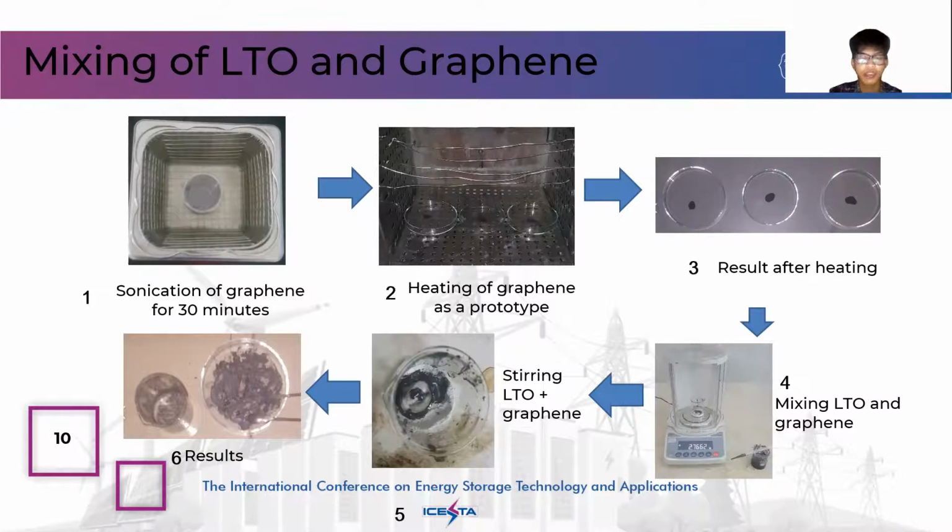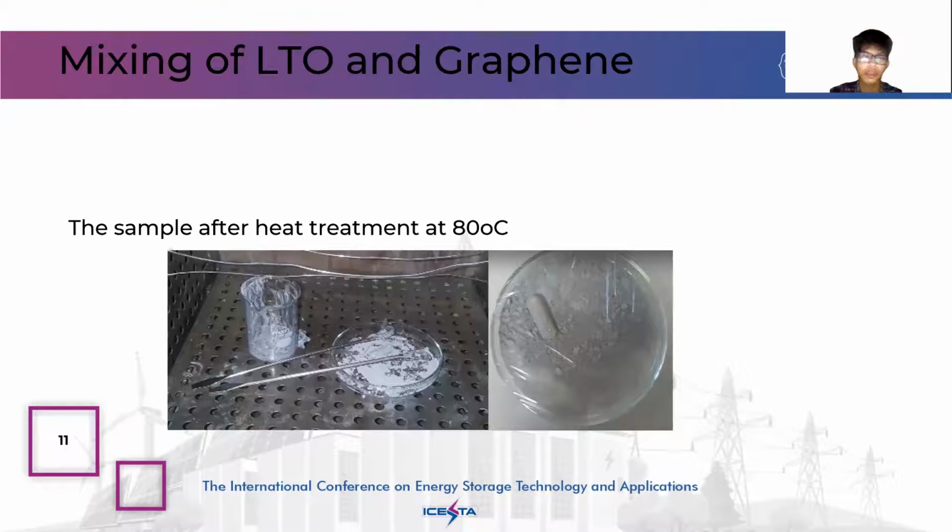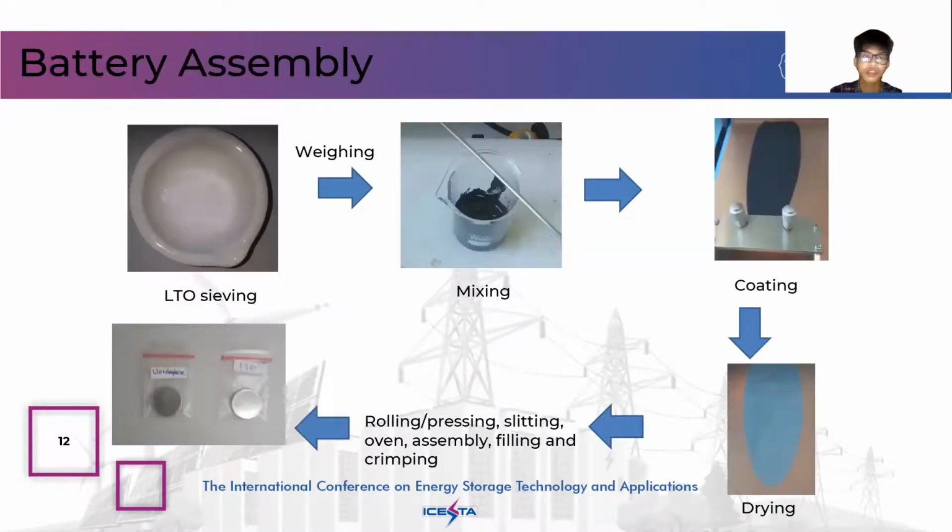Then the heated graphene is weighed to determine the weight percentage of graphene. After that, we mix our LTO with graphene and then we stir them. We put them in an oven at 80 degrees Celsius for 6 hours. And after that, we assembled our samples.